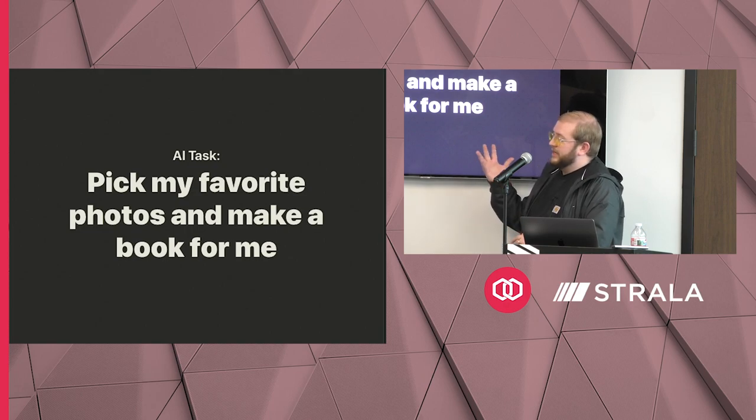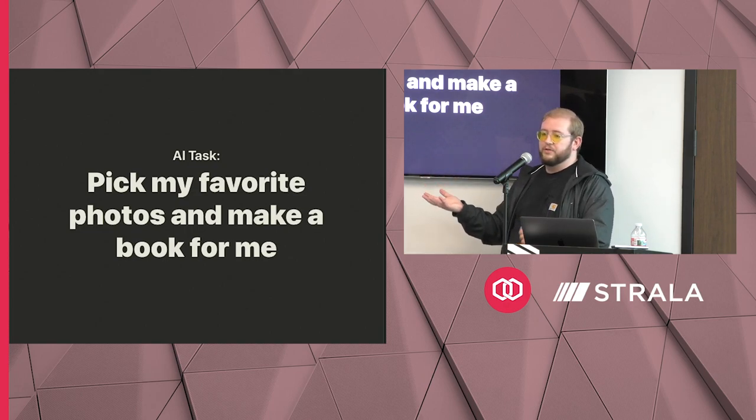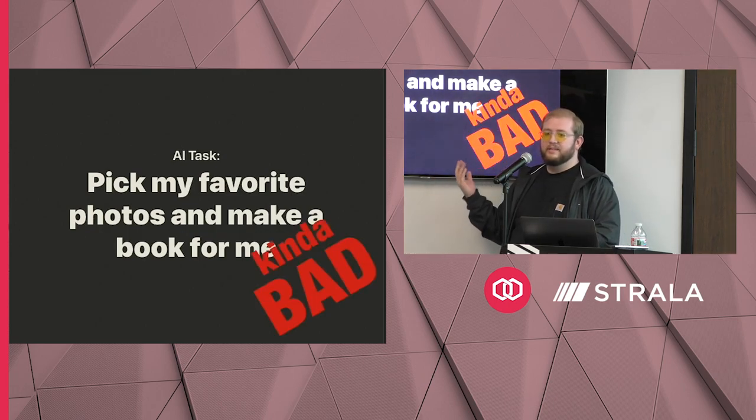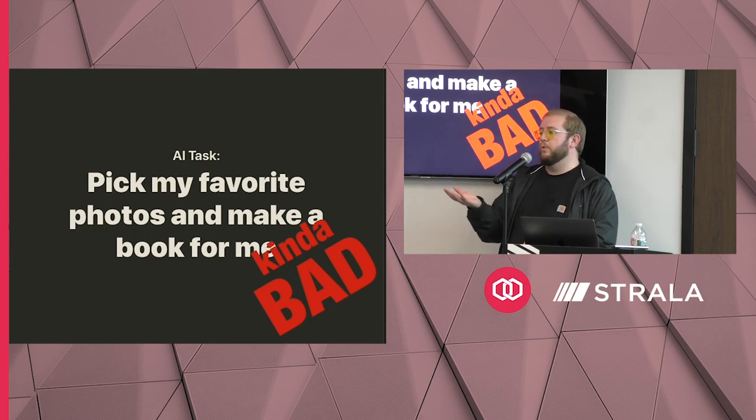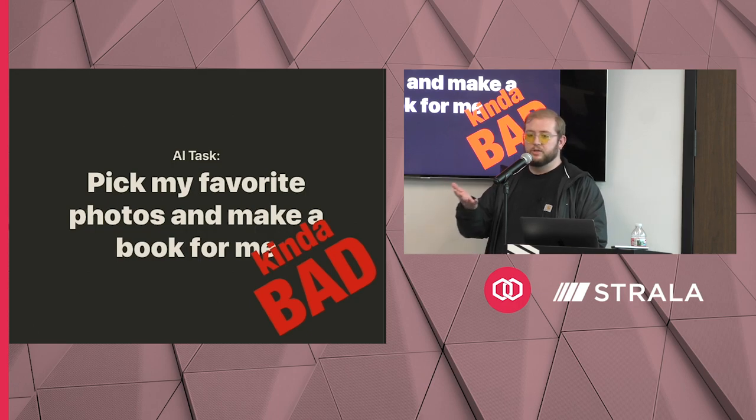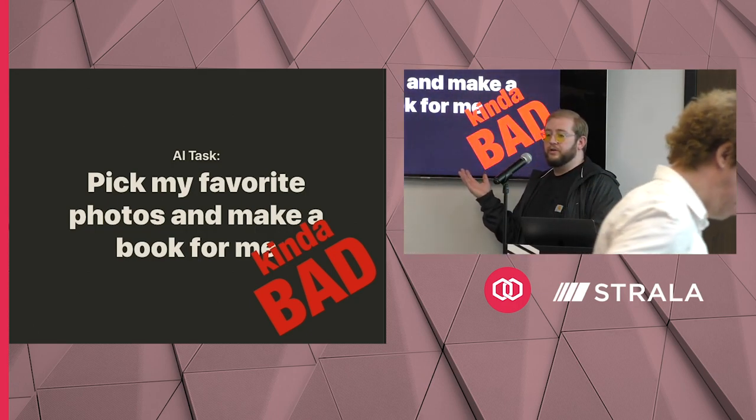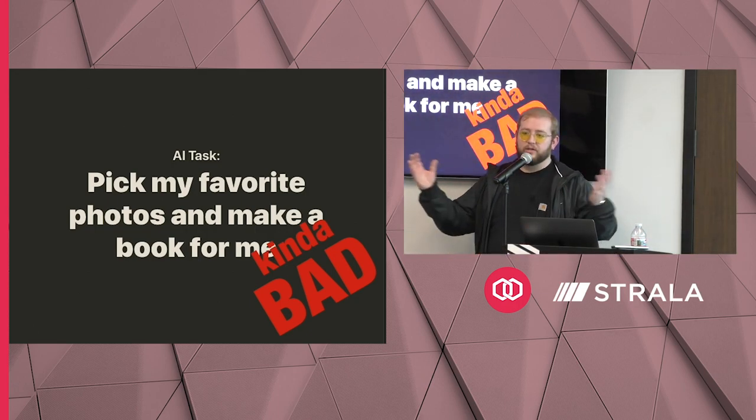Anyway, this whole AI task of picking someone's favorite photos for them was, remember those examples? It's kind of bad, too subjective. I can't ever know what your favorite photo is. It could be this really bad, ugly photo, but it means so much to you, whereas my algorithm says it's a 0.2 on the goodness scale.